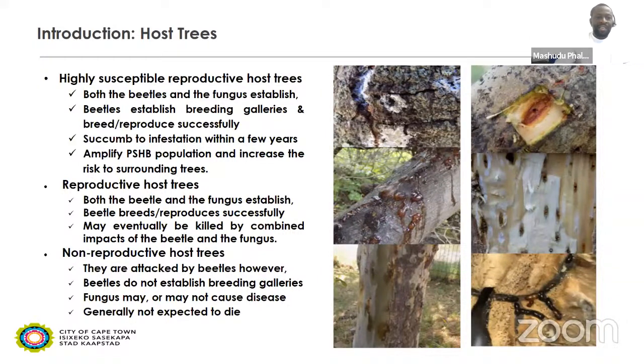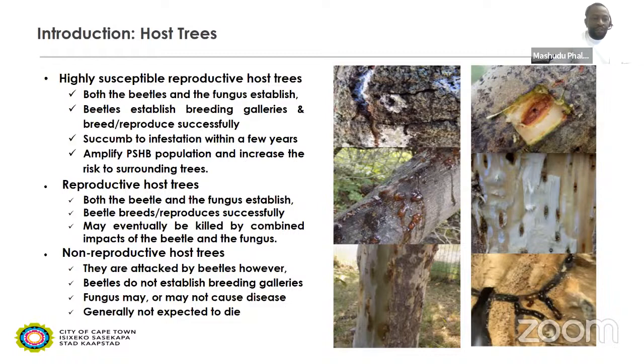And then the second category is reproductive host trees. In this category, both the beetle and the fungi are still able to establish, and the beetle is able to breed and reproduce successfully. These trees under this category may or may not die, but they may eventually succumb to the infestation of the beetle and the fungi.